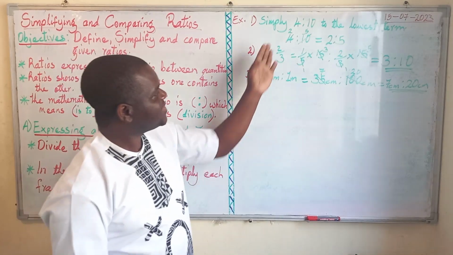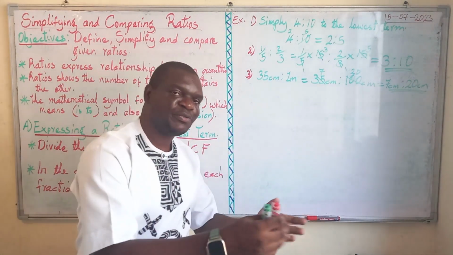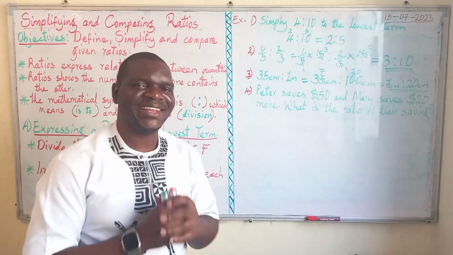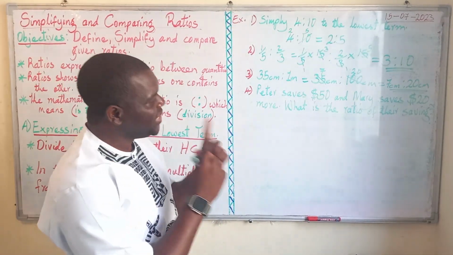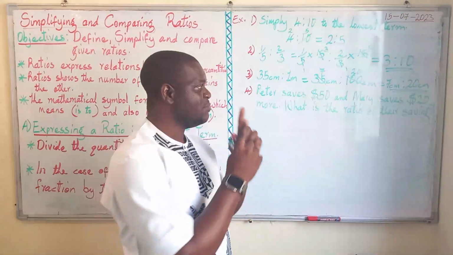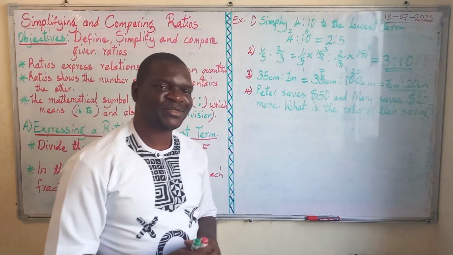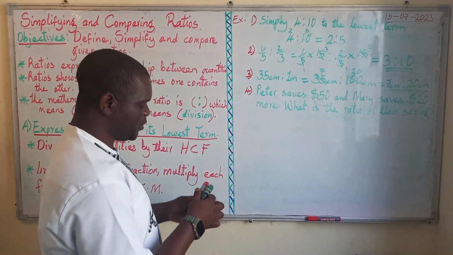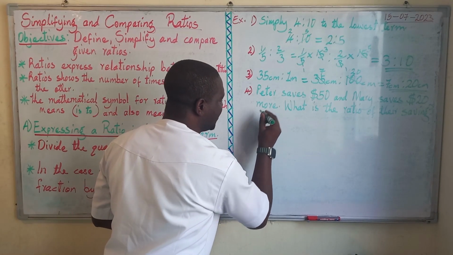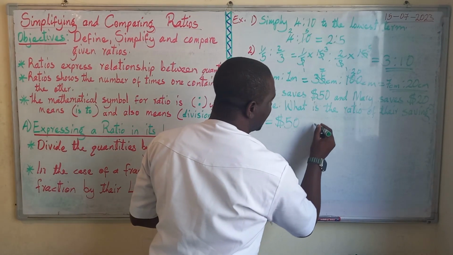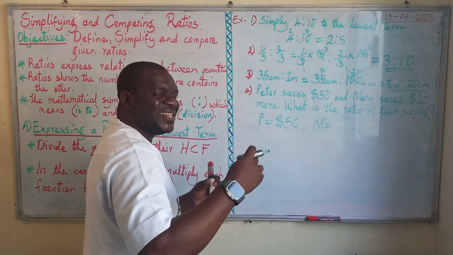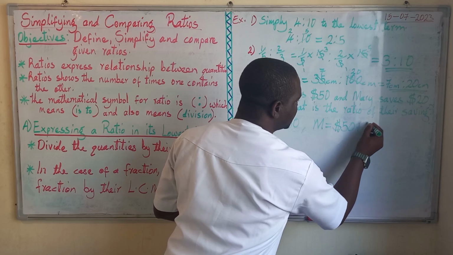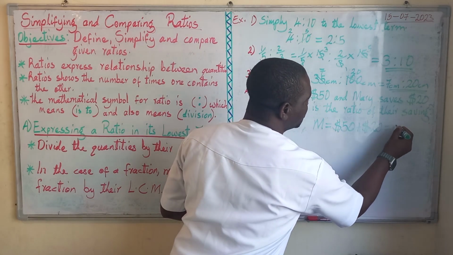Now let's look at the last example as far as this is concerned before we move to comparing ratios. Let's listen to the question very keenly so that we don't miss out on something. Peter saves $50 and Mary saves $20 more. What is the ratio of their savings? So what we are supposed to do here is first to identify what Peter saves, $50. Then we identify what Mary saves, $20 more, which means she saves $50 plus $20, and that is equal to $70.